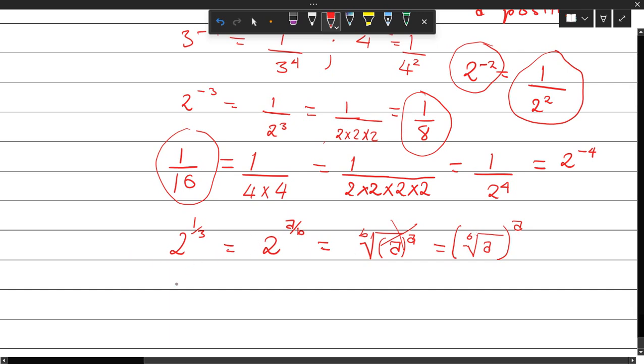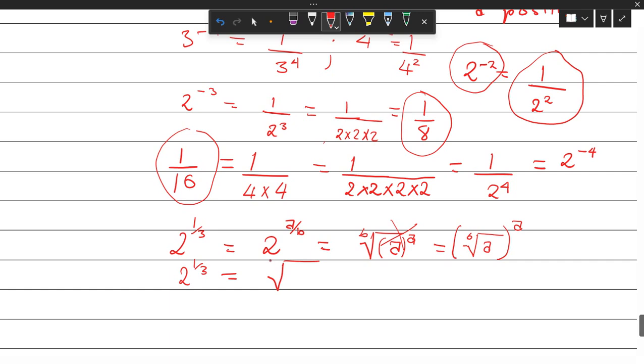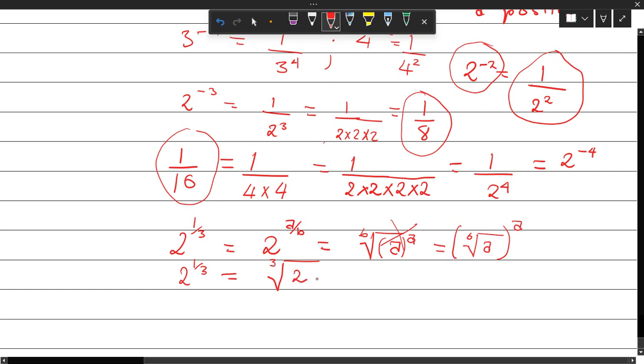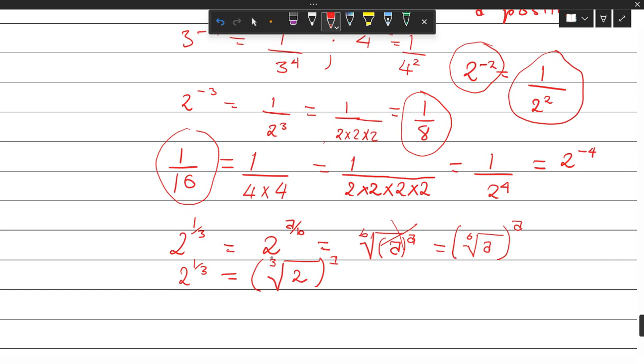Now let's get back to this one. To better understand this concept, you have 2 to the power 1 over 3. So you write your root. What is the denominator? 3. So 3 goes here, then 2 we write here, then everything to the power of the numerator, which is 1. This means cube root. We look for a number that has to multiply by itself 3 times to give us 2.